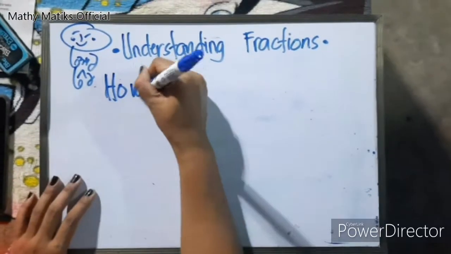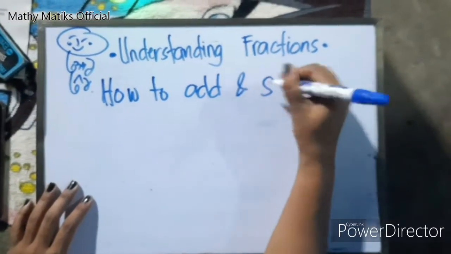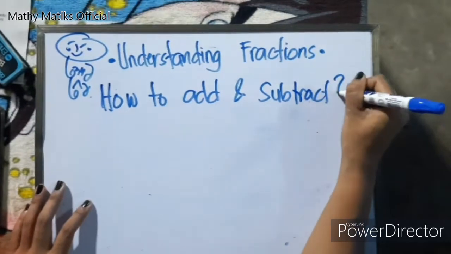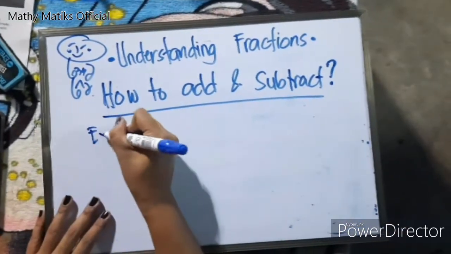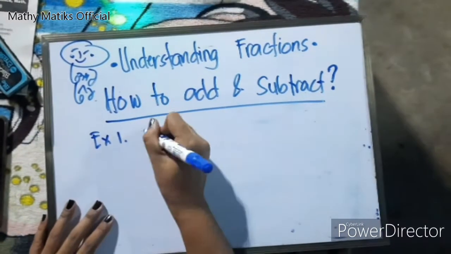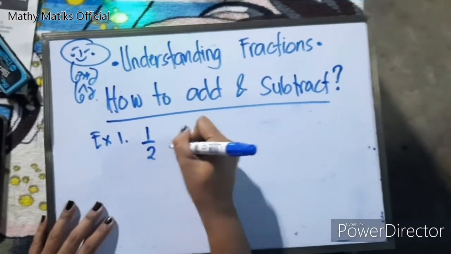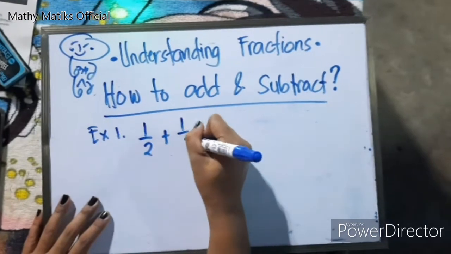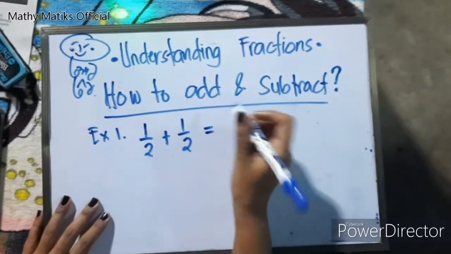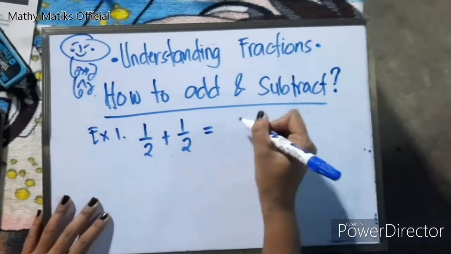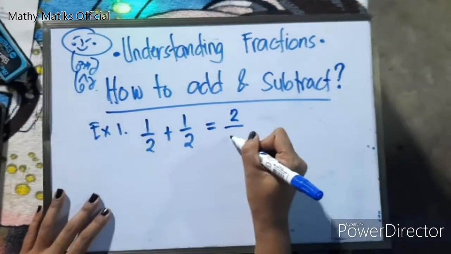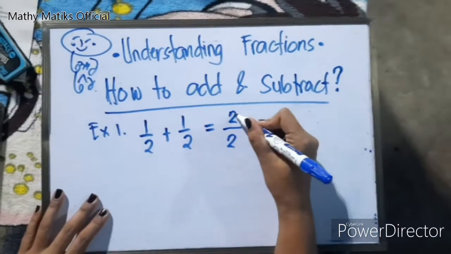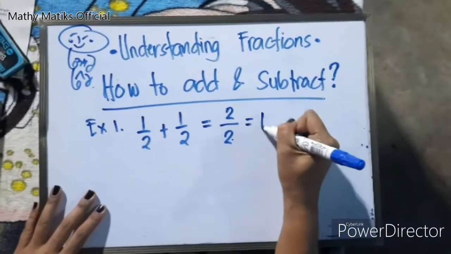Now let's proceed to how to add and subtract fractions. Okay, example: 1/2 plus 1/2. As you can see, our fractions have the same denominator. So 1 plus 1 is 2, and copy the common denominator 2. So 2 divided by 2 is 1.